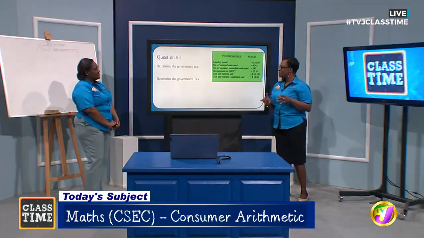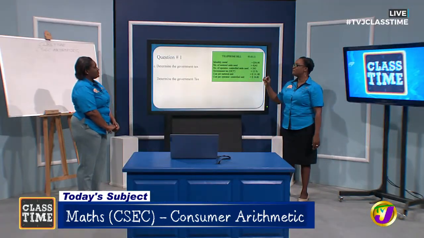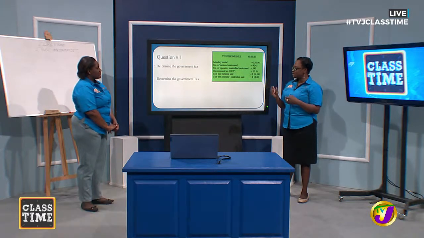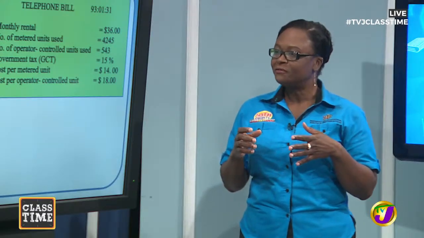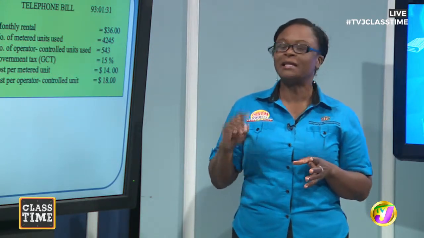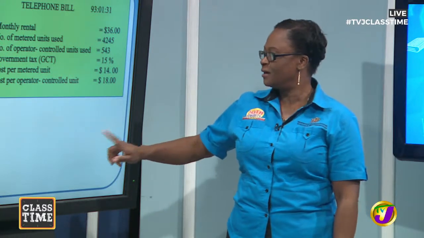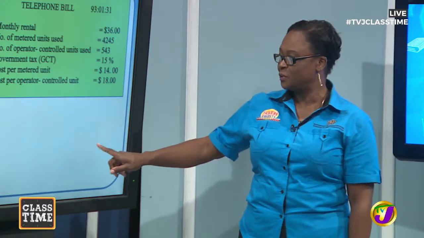This is CSEC Math, and we've been discussing consumer arithmetic. Let's continue. So before the break, we were looking at determining the government tax. Based on what you have said, we would have to find out the total. We found a sum, of course, and then found 15% of that. What does that look like? In summary, this is what it looks like.